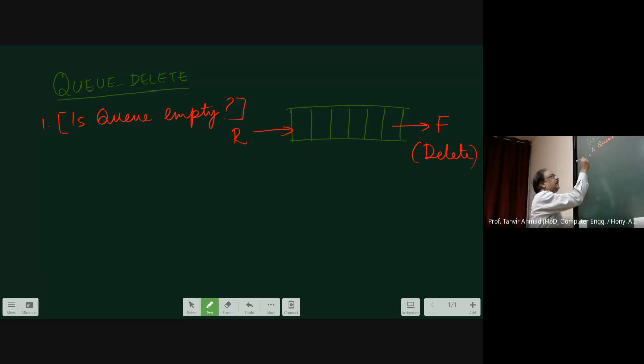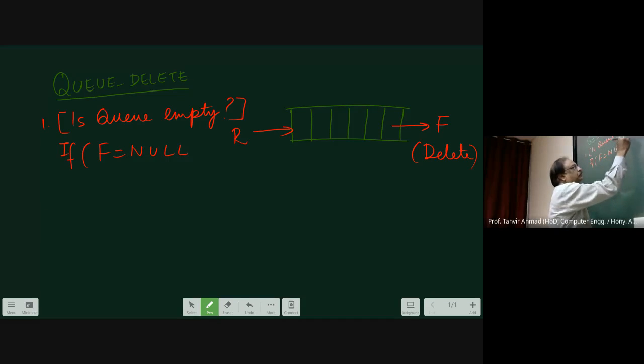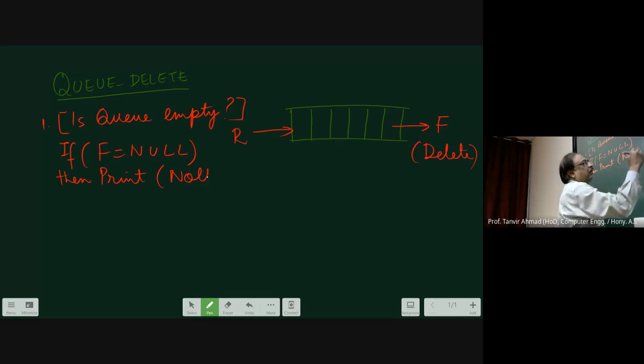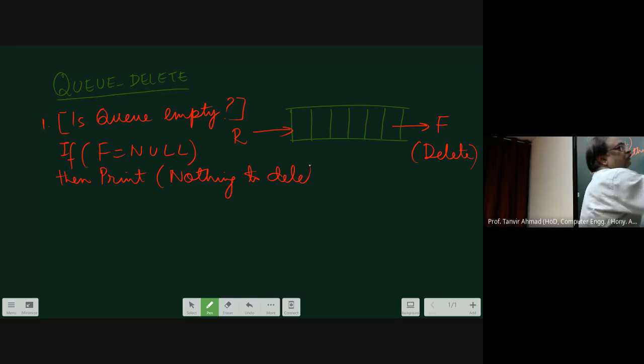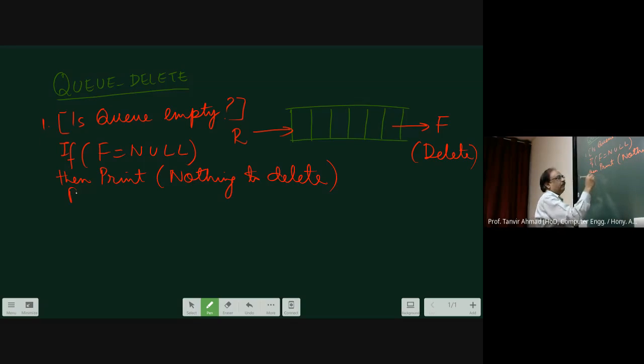That means I say if f is equal to null, then print nothing to delete, and then you can return. There's nothing to delete because obviously there are no elements.